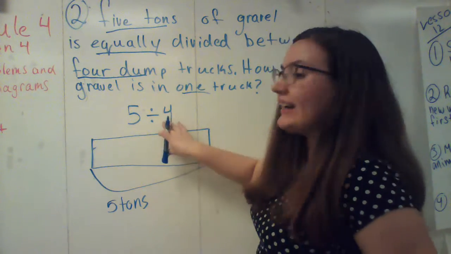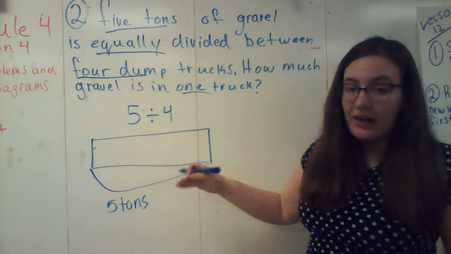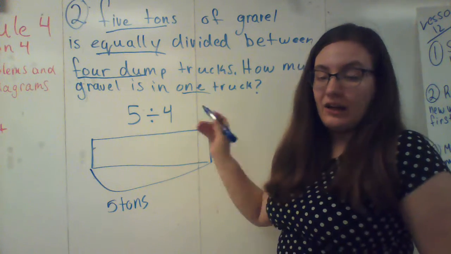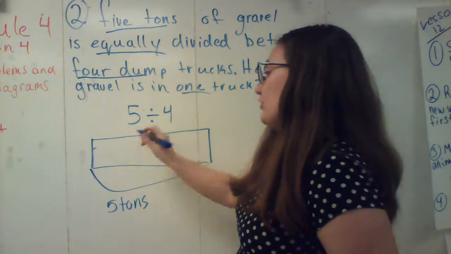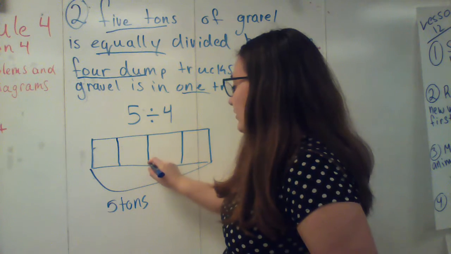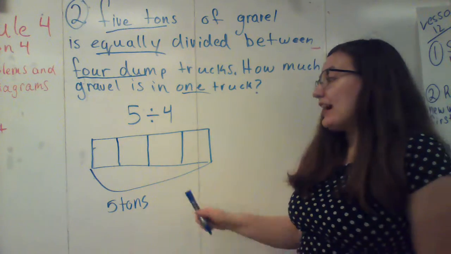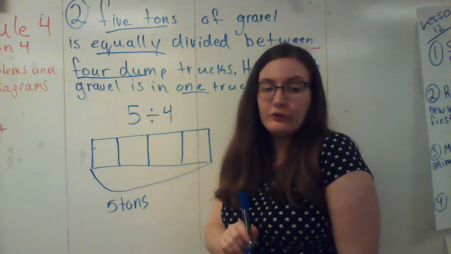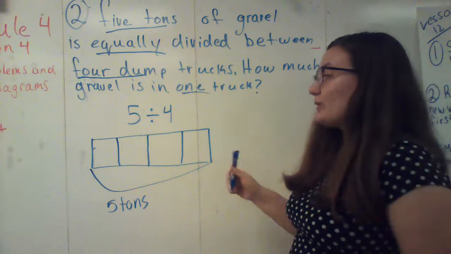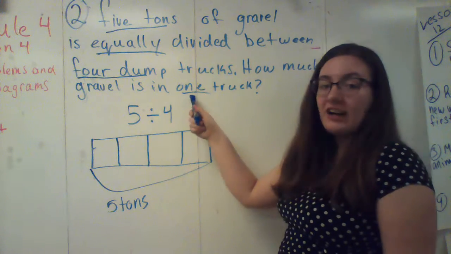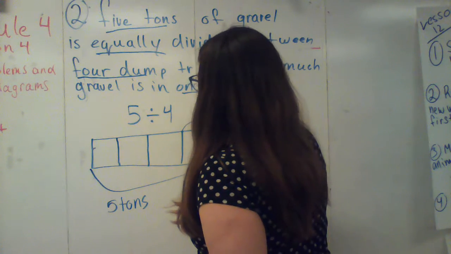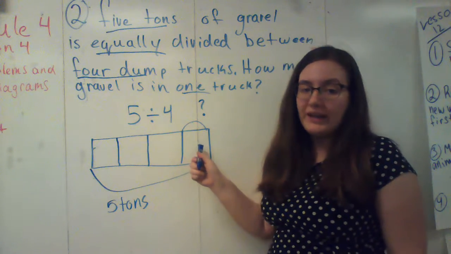And what I need to do now is divide this by 4. So I need to split this model into 4s to show what that would look like. Just like the previous problem, I'll break this into 4s by drawing those 3 vertical lines. And now I have my model broken into 4. Now I have to think about, well, if I have 5 divided by 4 and I'm trying to figure out what one truck is, I need to figure out what this one space equals.